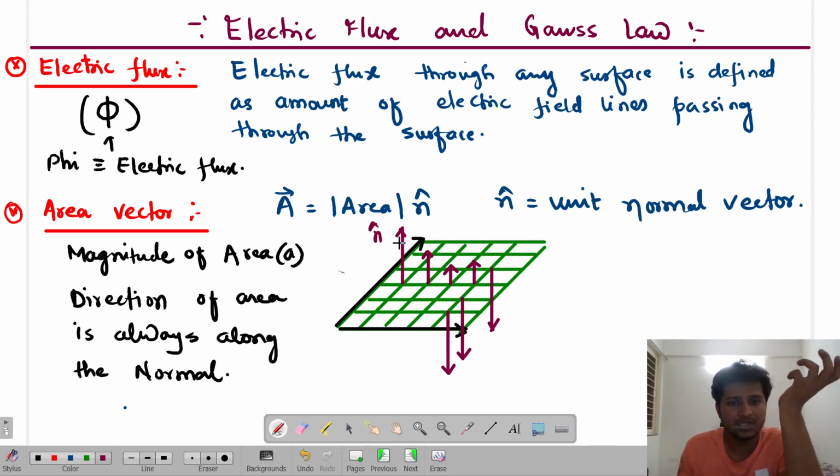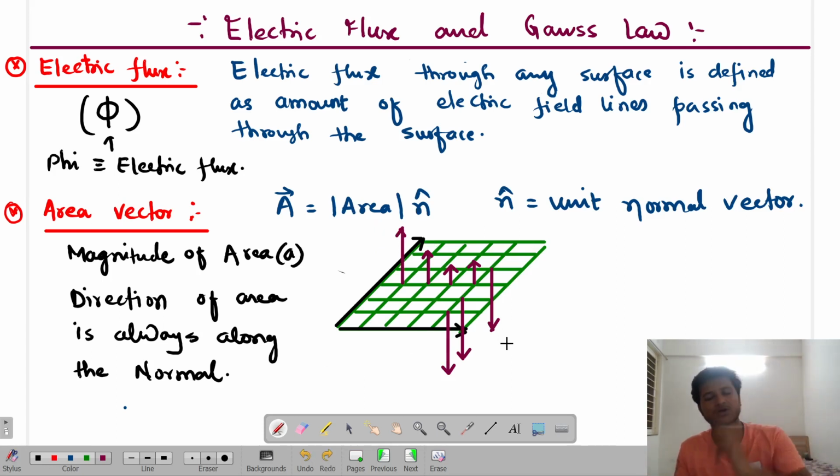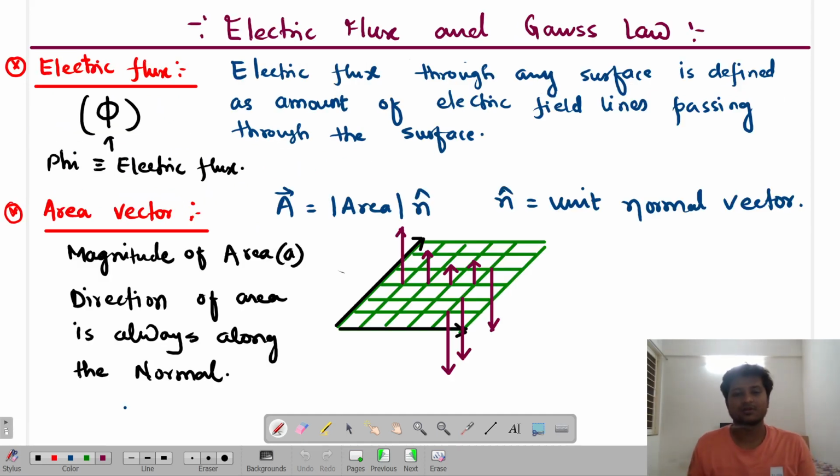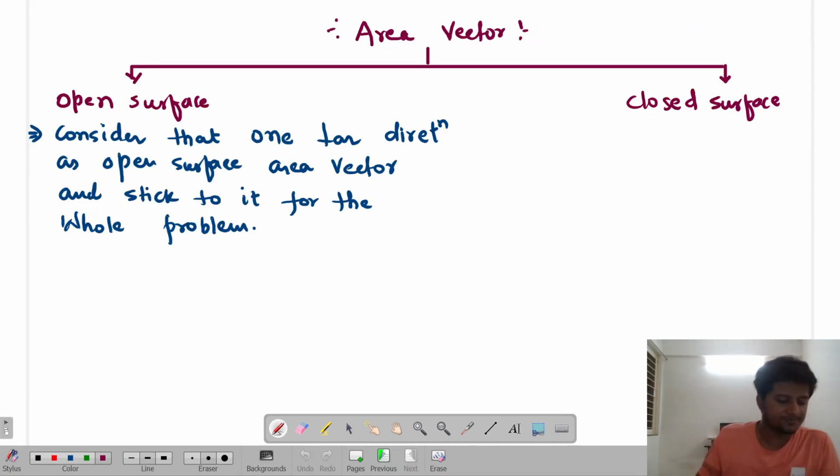If I consider the upward normal, then I will stick to the upward normal for the whole problem. If I consider the downward normal, then I'll stick to the downward normal for the whole problem. It is never possible that I include both normals in the same numerical. If we do that, I'll get the total value to be 0, which is not possible. So when you have an open surface, always take only one perpendicular direction of the open surface, either one of them, and then stick to it for the whole problem. Are you able to get me or not?